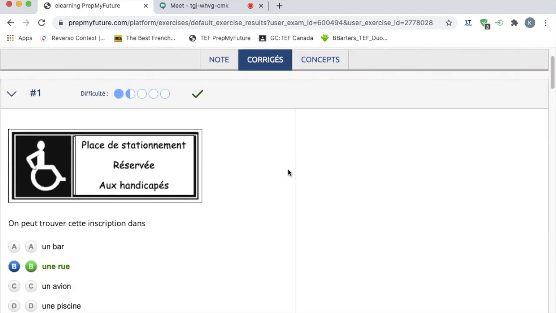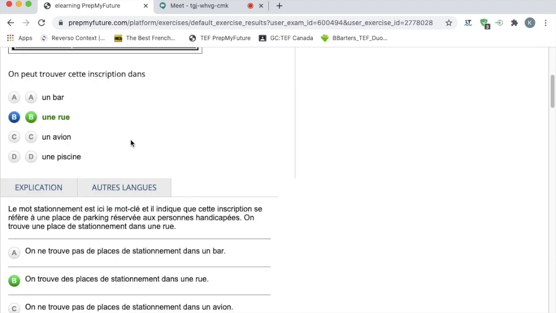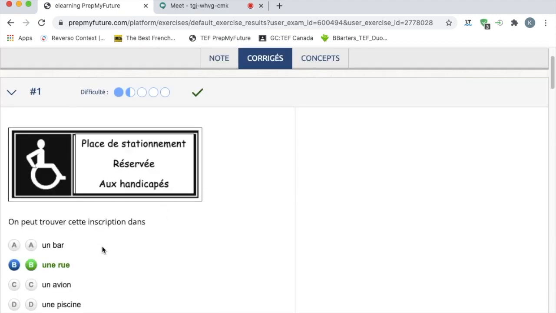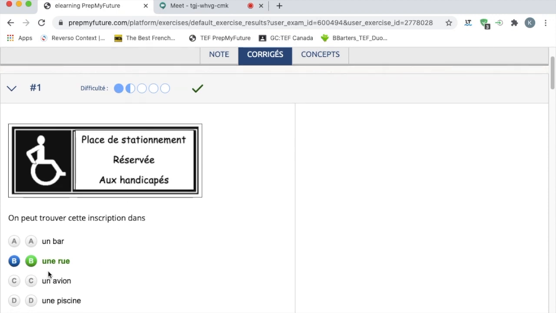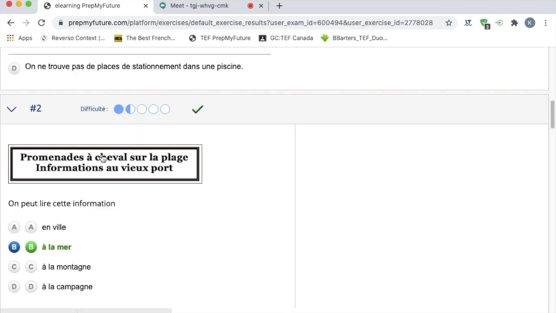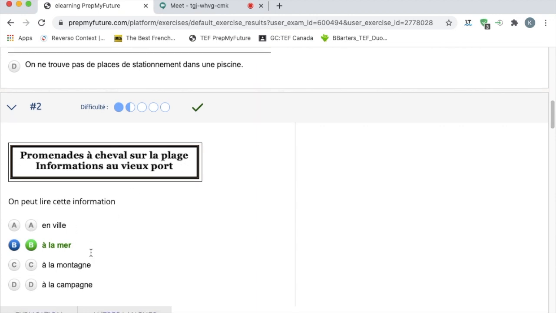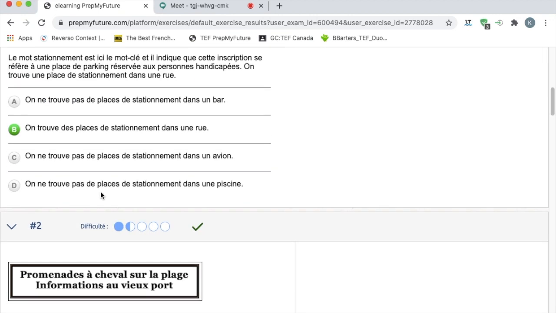So this is how the reading test looks like. They give you an image and then you have to answer: "On peut trouver cette inscription dans..." You can find this inscription in... So this is like parking for handicapped people. This is a notice, right? "On peut lire cette information." Where will you find this notice? Then the 4 options.